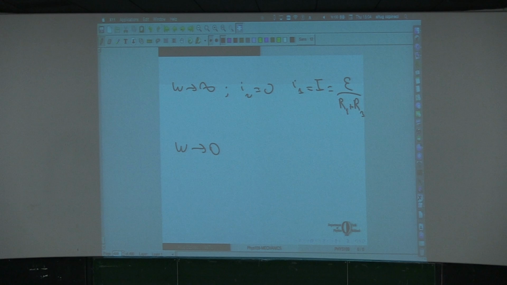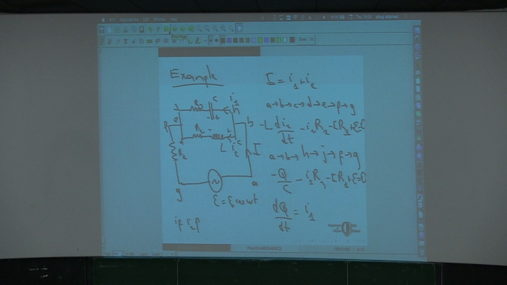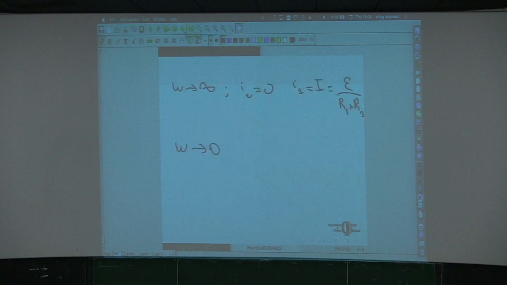Now, if omega is equal to 0, what will happen is we are applying a constant potential. In a constant potential, again, we wait for a sufficiently long time. In that case, the capacitor will be full. If the capacitor will be full, it will behave as if it is an open circuit. There won't be any I1. I1 is 0 after we wait for a long enough time. I2 is equal to I, which will be equal to.